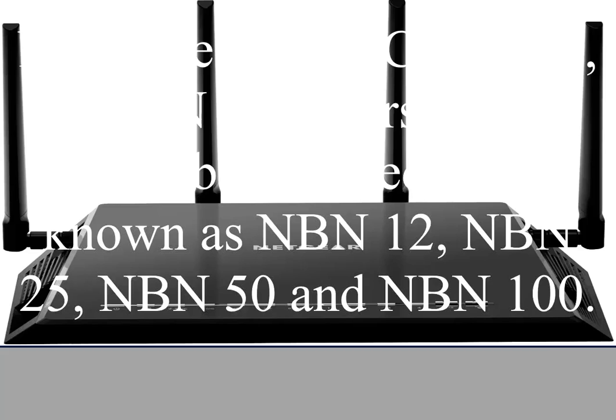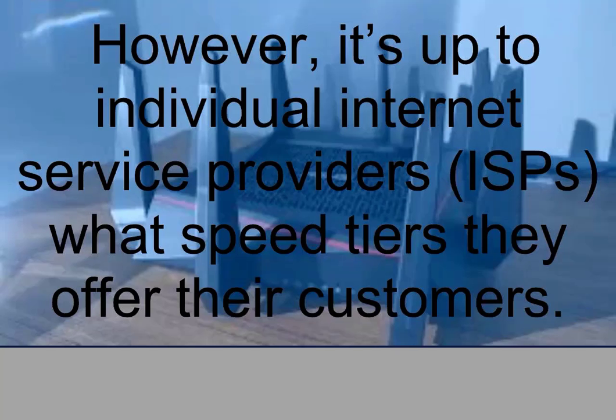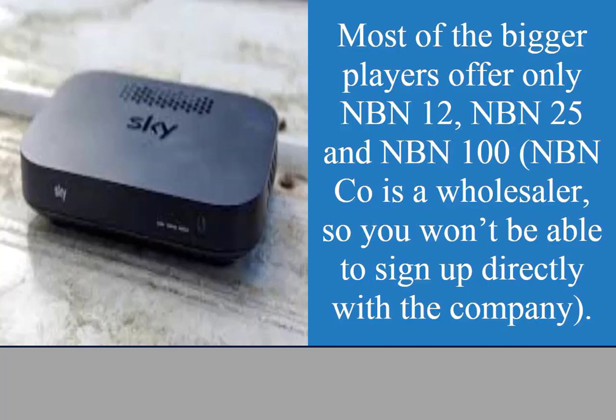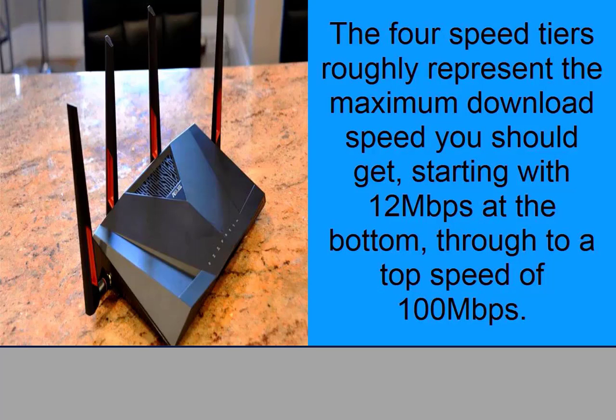NBN speed tiers. Currently, NBN Co offers 4 broadband speed tiers, known as NBN 12, NBN 25, NBN 50 and NBN 100. However, it's up to individual internet service providers, ISPs, what speed tiers they offer their customers. Most of the bigger players offer only NBN 12, NBN 25 and NBN 100. NBN Co is a wholesaler, so you won't be able to sign up directly with the company. The 4 speed tiers roughly represent the maximum download speed you should get, starting with 12 Mbps at the bottom.